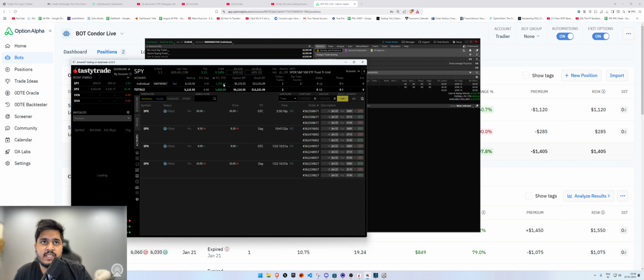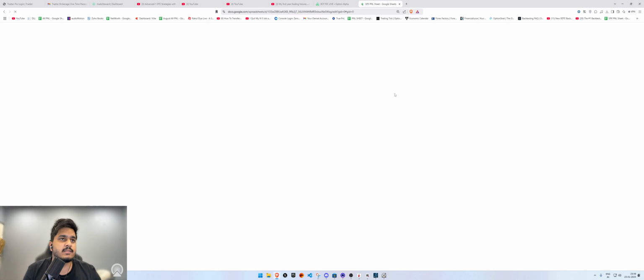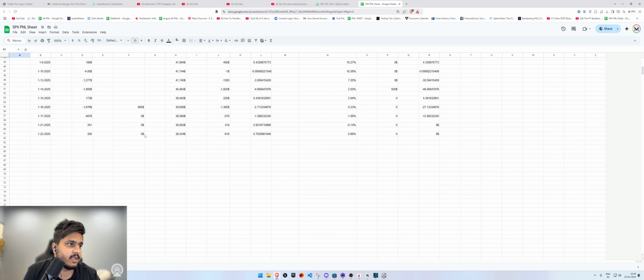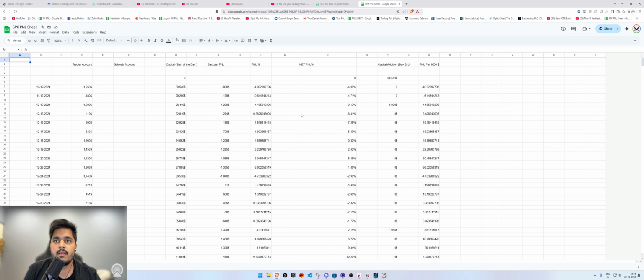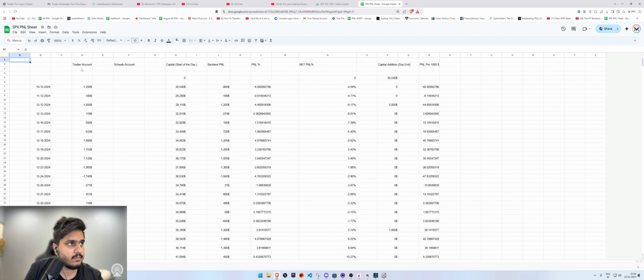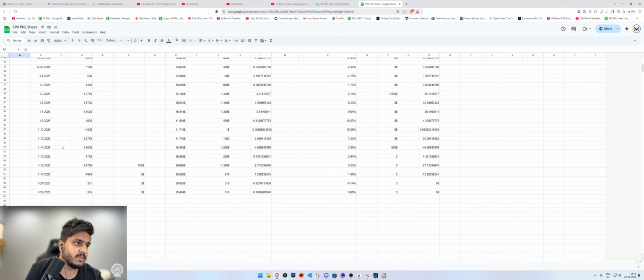But yeah, I'm maintaining a sheet. I believe I can share the sheet with you guys. The sheet only consists of two accounts: one is the Trader account and one is the Schwab account. It contains everything from PNL to everything. So this is the sheet. I might just link the sheet at the bottom of this YouTube channel. This does not include IBKR and the other one. So what I'll do is make a new sheet, add all my accounts, and put every day's PNL over here.